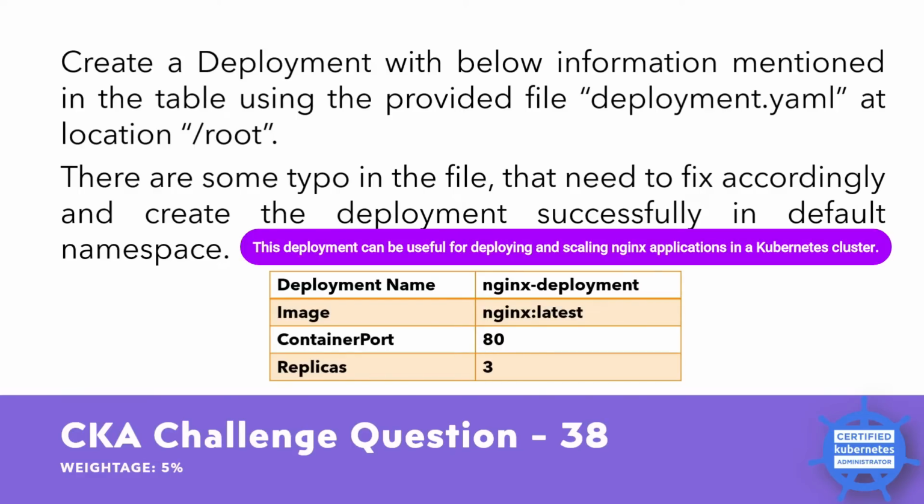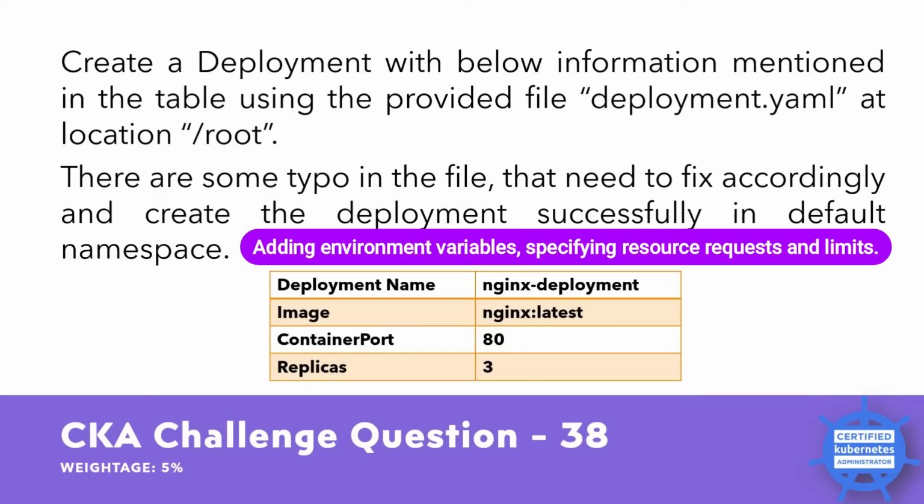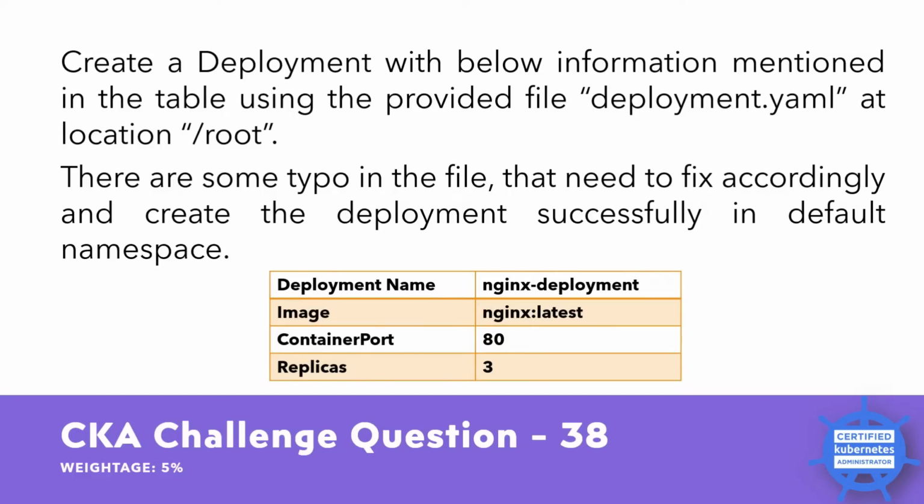This deployment can be useful for deploying and scaling an nginx application in the Kubernetes cluster. Additionally, configuration options can be added to the deployment YAML file to further customize the deployment, such as adding environment variables, specifying resource requests and limits, and configuring liveness and readiness probes. Take on the challenge of solving these questions on your own first, but if you encounter any difficulty in solving it, refer to the next video for solutions.